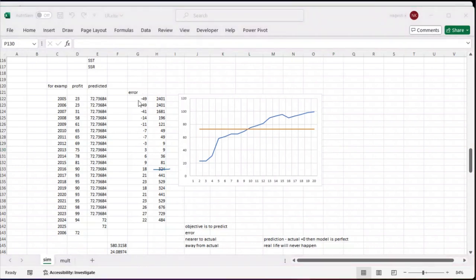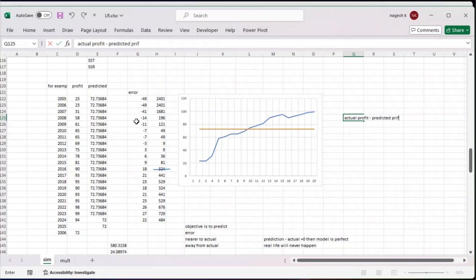That's what the question is. This is the prediction problem, which the machine learning algorithm should address. That is the target. Our prediction should be close to accurate, meaning actual profit minus predicted profit should be zero. This is what the aim is.